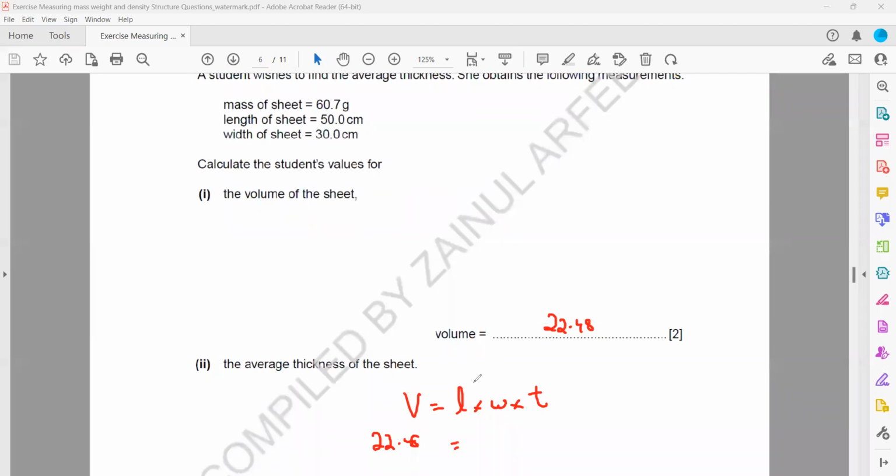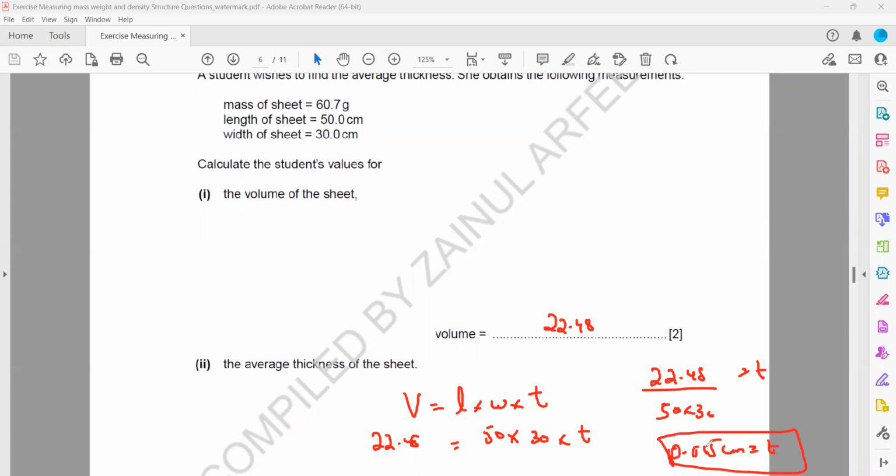The length of the sheet was 50. The width of the sheet is 30 and the thickness we don't know. If we need thickness, 30 and 50 are multiplied, on the other side divided. So 22.48 divided by 50 into 30. This will give us the average thickness, which is 0.015 centimeter. That's the average thickness of this sheet.